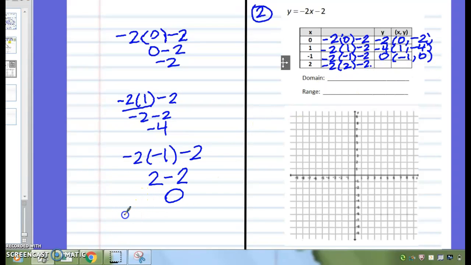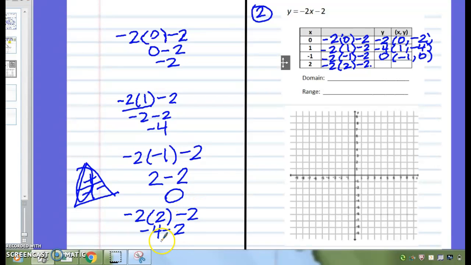And then the last example is -2 times +2 minus 2. Negative times a positive is a negative. Just in case you forget, you can draw your triangle. Negative times a positive leaves you with a negative sign. Negative 4 minus 2 will give you negative 6.